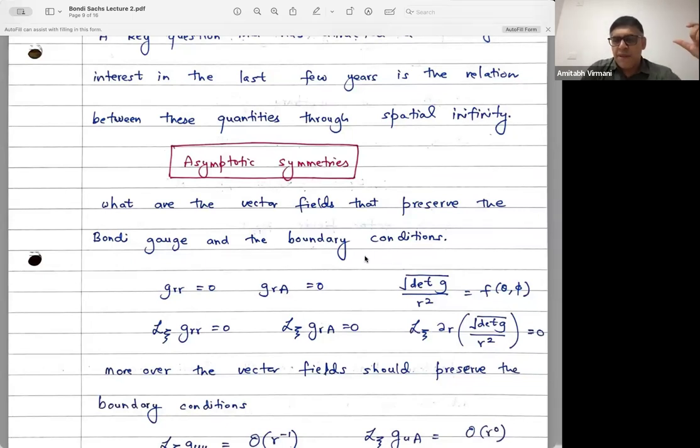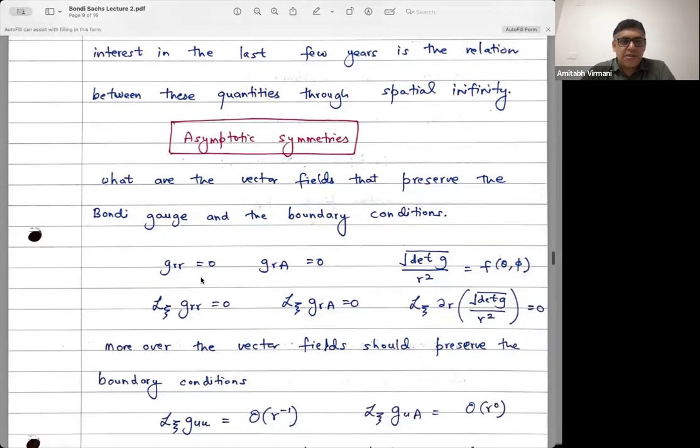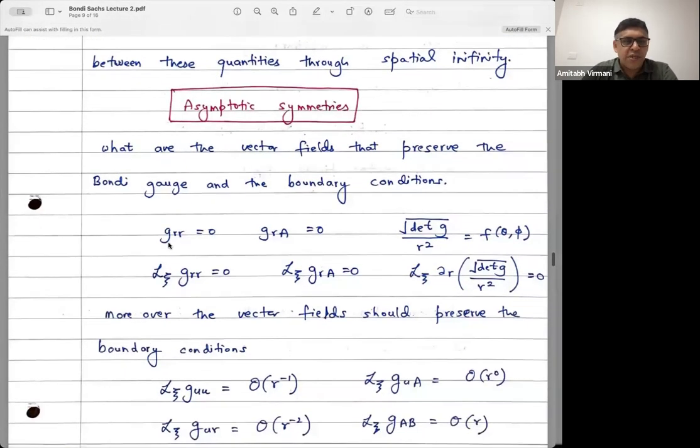So we have a metric written in Bondi gauge, and we have imposed some boundary conditions on the metric based on some physics inputs. Like we want to allow for gravitational waves, we want to study the energy of these waves, the energies should be finite and so on. So we have put some boundary conditions on our fall-offs. And now we are asking the question, what are the vector fields that preserve this Bondi gauge and the boundary conditions? Okay, so let us just make them equations now.